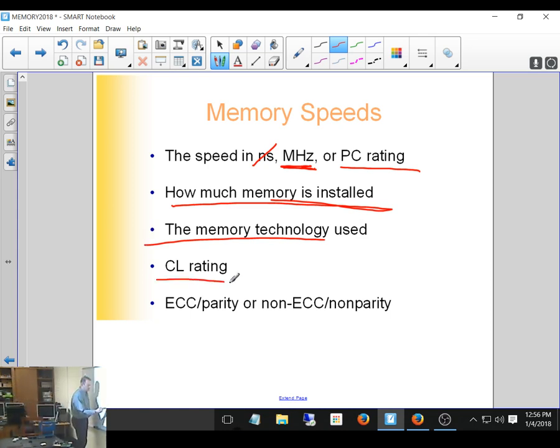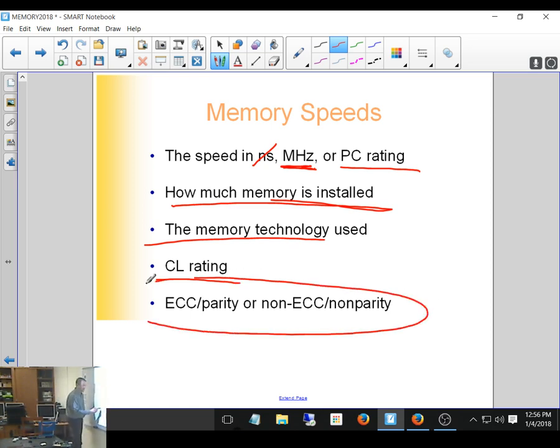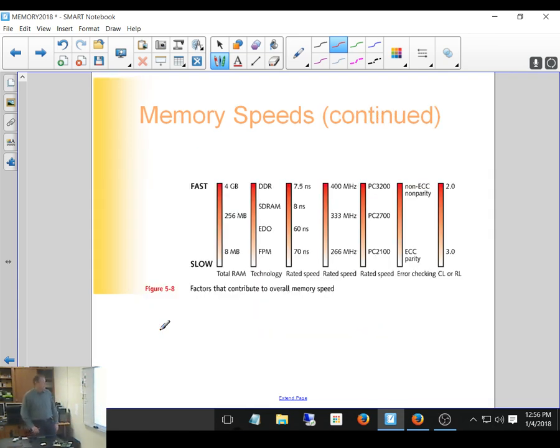The CAS latency, or CAS or CL, the lower number is better. And then finally, this one we're going to talk about next class, because this is whether it does error checking, and that really applies to servers. What kind of error checking it does impacts the memory speed. And like I said, we're going to read and talk about that next class.